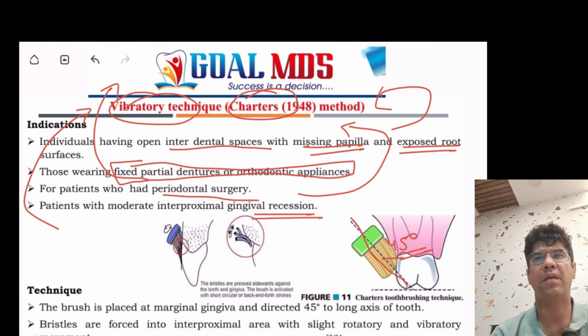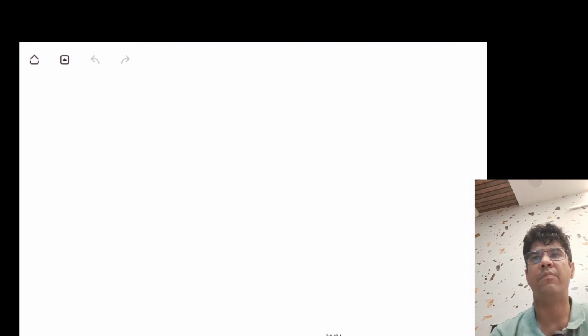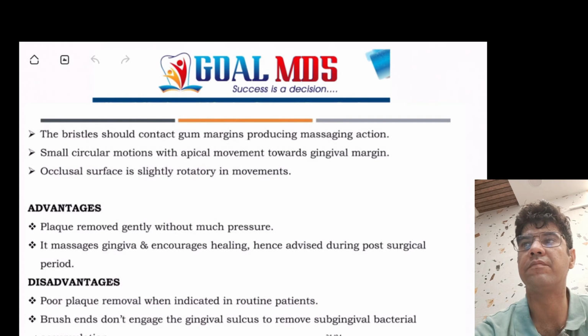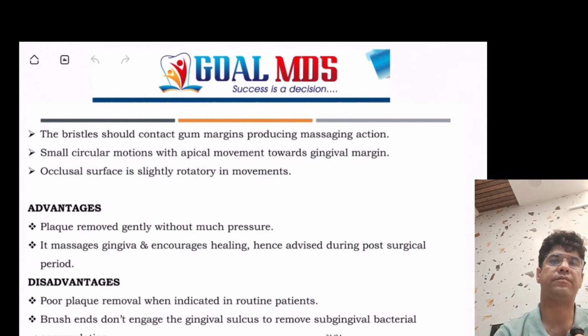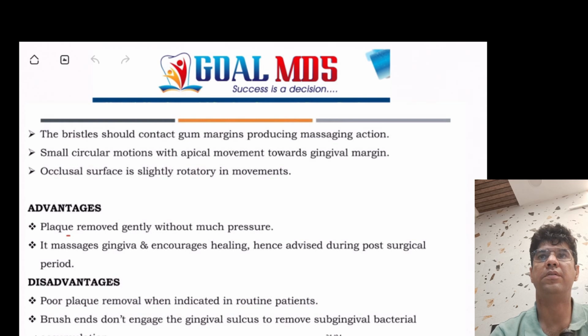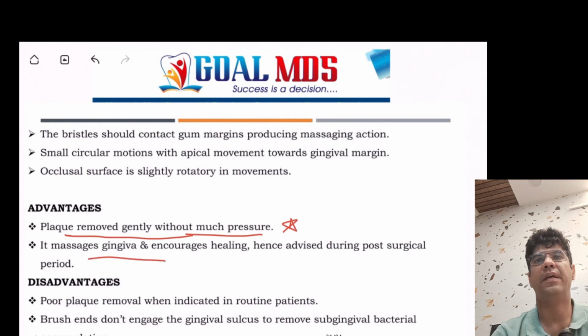Similarly, the brush is placed at 45 degrees to the long axis of the tooth. The bristles are moved into the interproximal surfaces with slight rotatory and vibratory movement. This technique has an advantage that plaque is removed gently without much pressure.